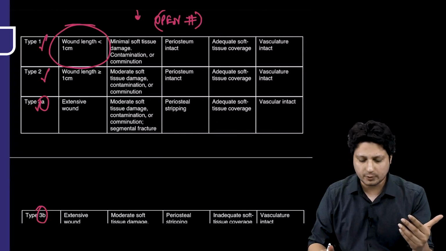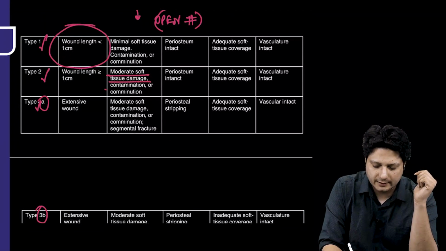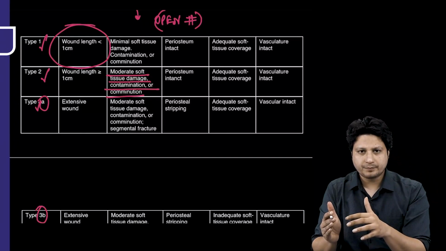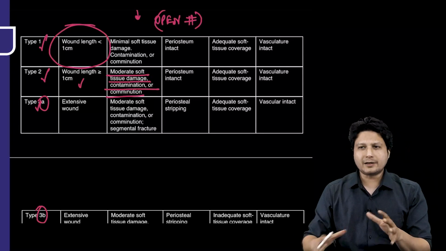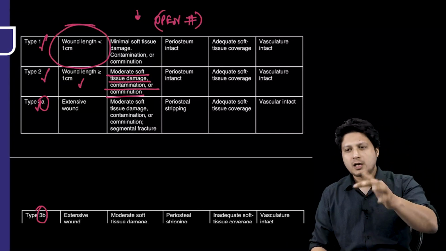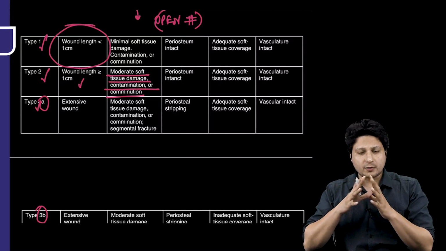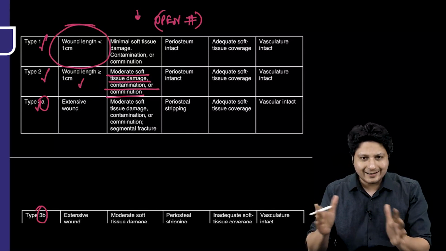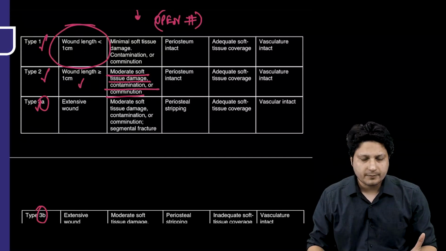Now what happens in type 2? There will be moderate soft tissue damage, contamination or comminution, and the size of the wound is obviously going to be more than 1 centimeter, but it is of moderate variety. It's not like the entire periosteum is lost and the bone is completely exposed to the external environment. There are not too many soft tissue injuries. So it is an intermediate type of injury in between type 3 and type 1.